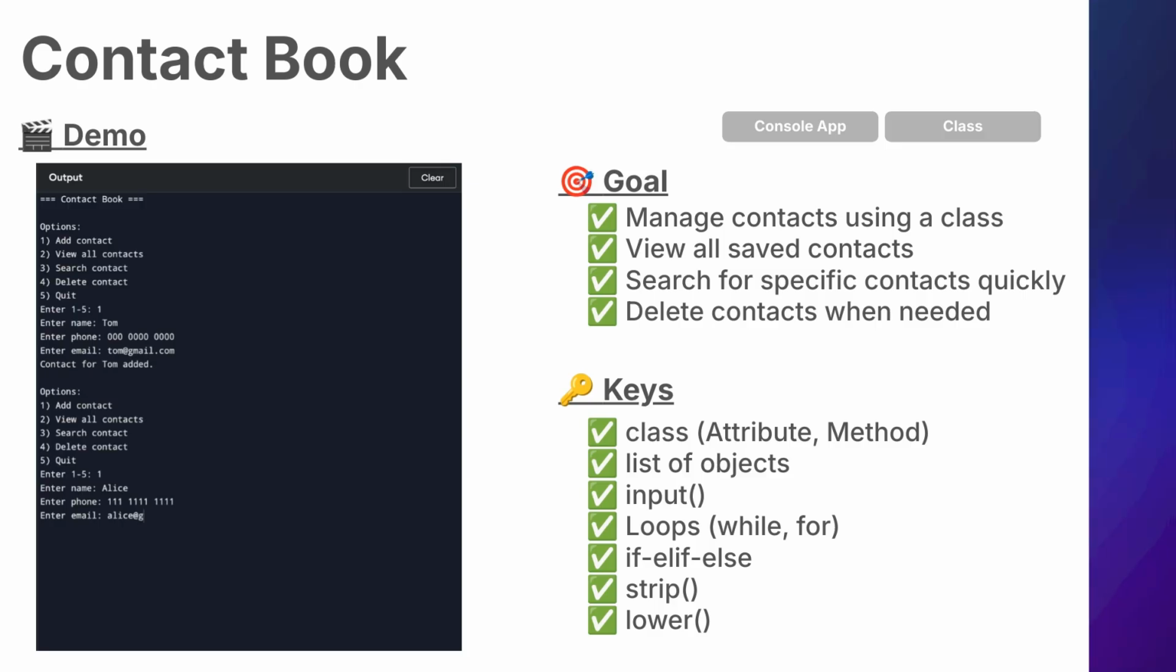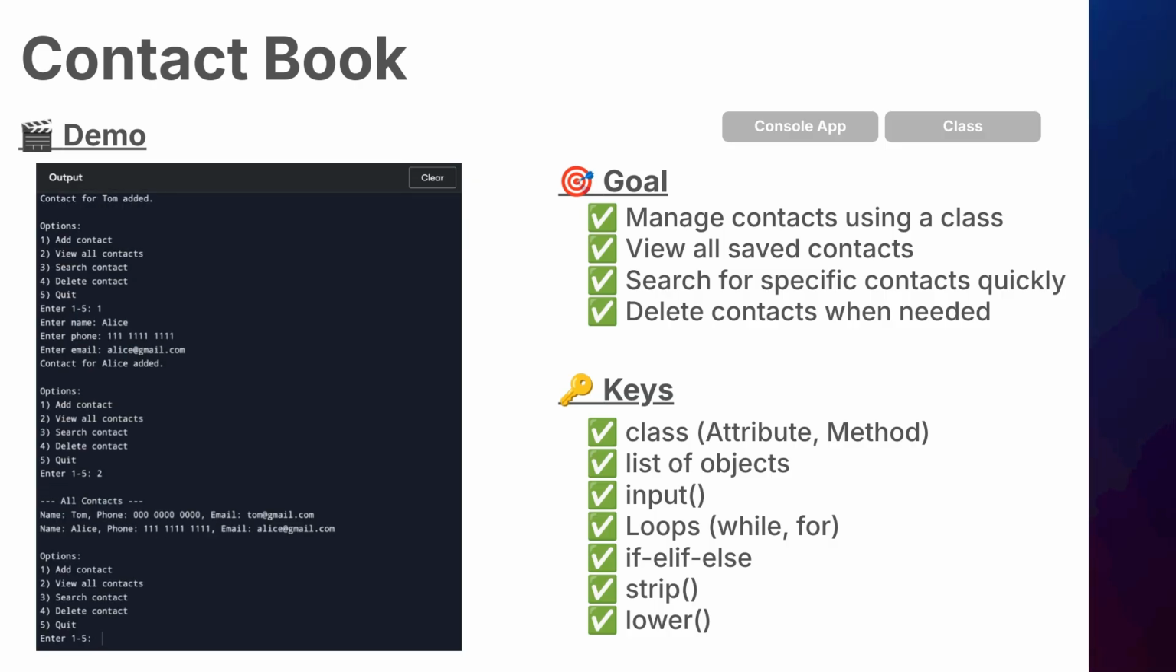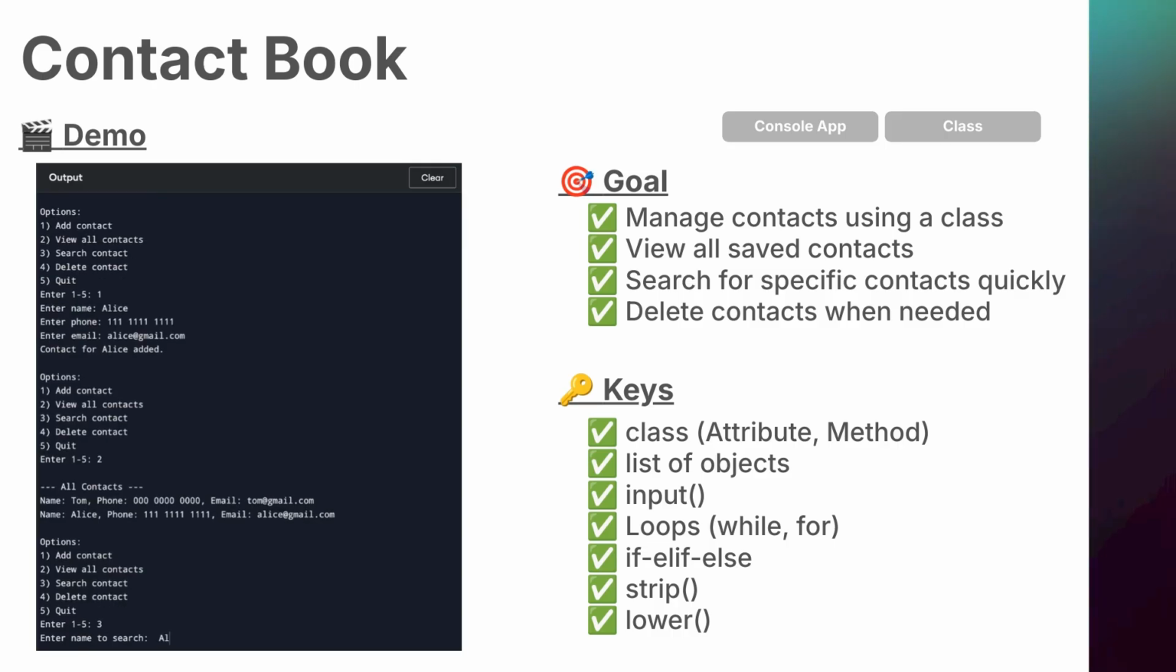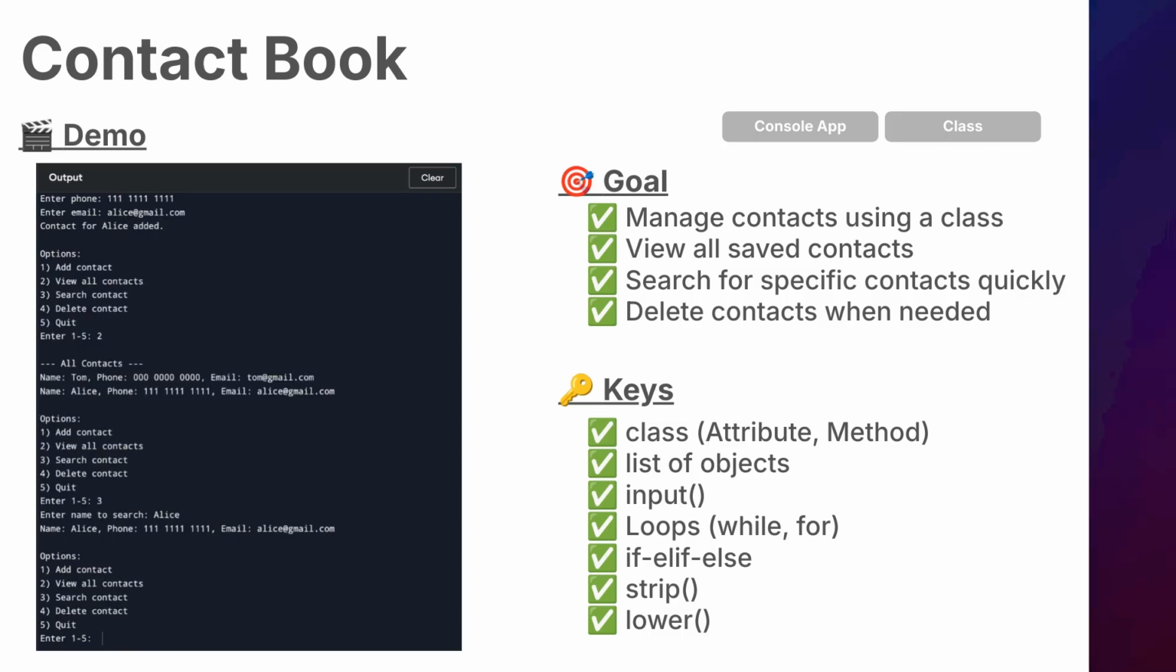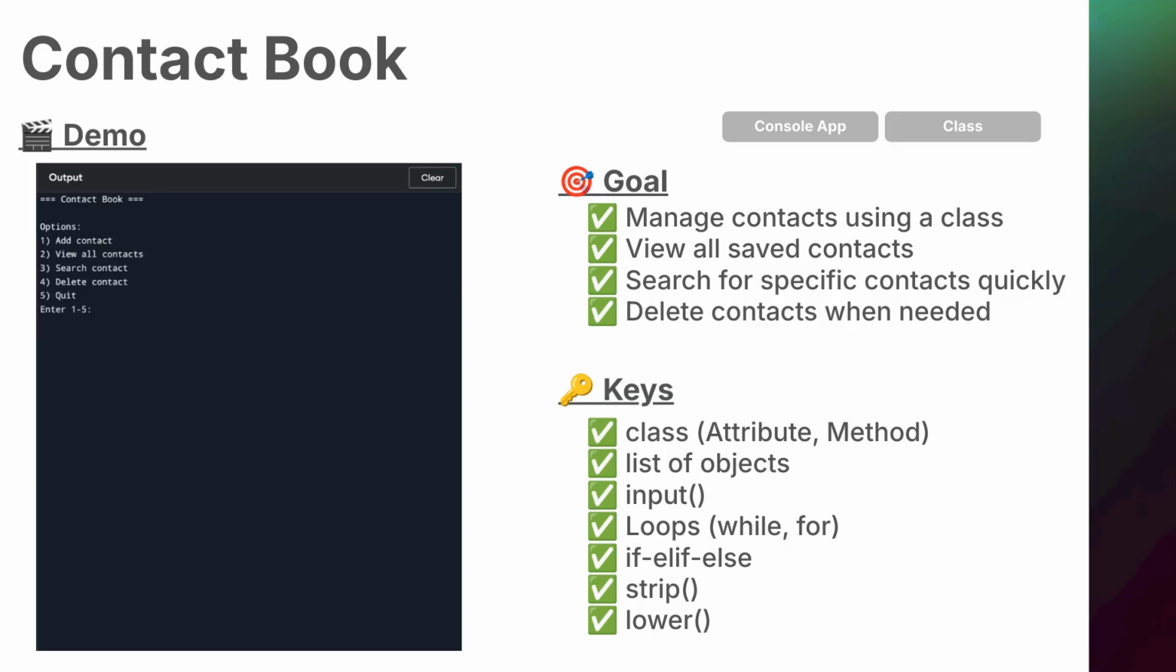When you run the program, you'll see a clear menu in the console with numbered options. For example, you might type 1 to add a contact, enter the name Tom, his phone number, and email address. The program will confirm that the contact for Tom was added. You can then choose option 2 to view all contacts or option 3 to search for Tom and instantly see his details displayed.